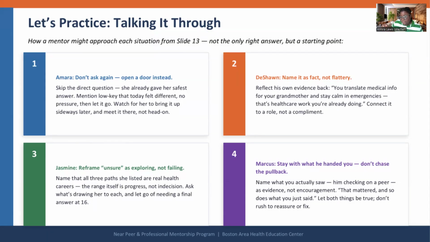Which is why her just being in BAHEC would be so great because she gets to be exposed to so many different health careers, right? It's not just the doctor, nurse health careers, but you also learn, for example, you might not want to be doctor, nurse, but girl, you learned about a speech language pathologist the other day. Is that something you may also be interested in? You learned about an audiologist the other day. So letting her know that it's okay to be unsure, particularly at 16.